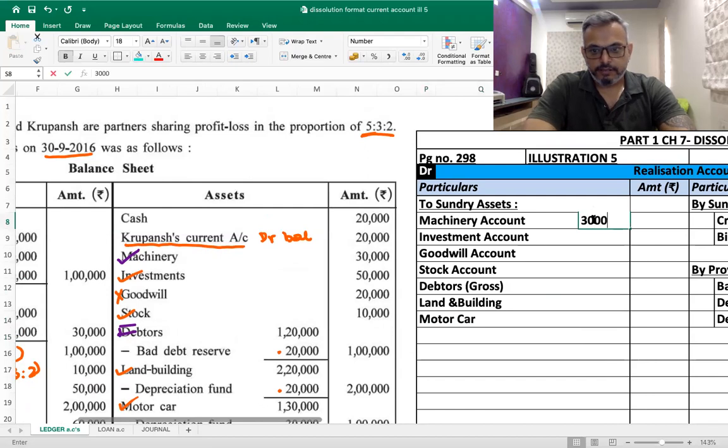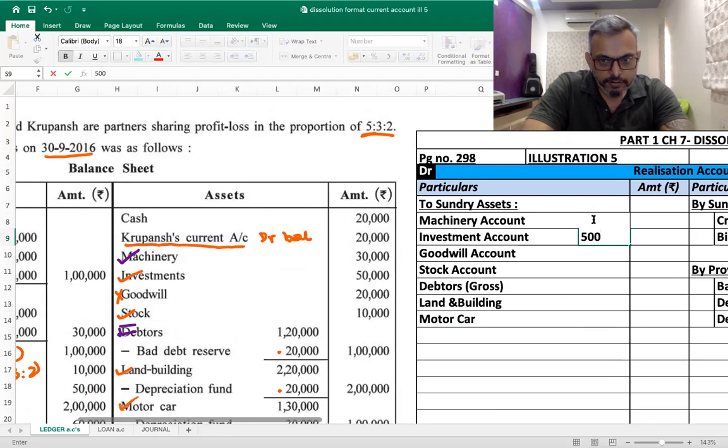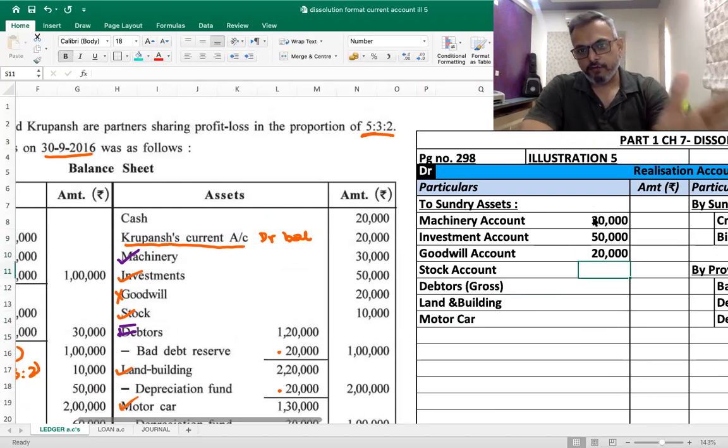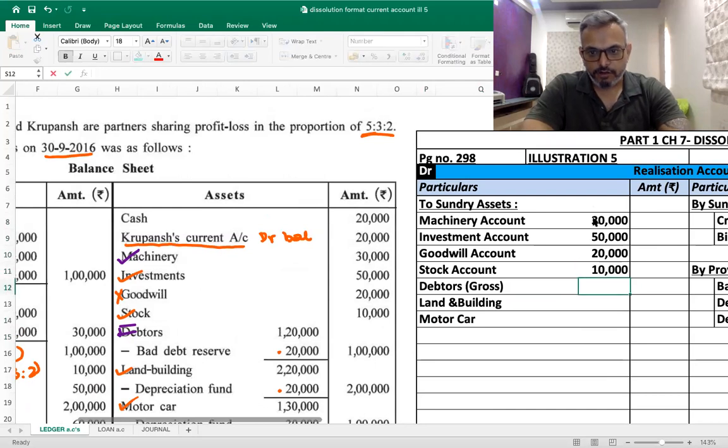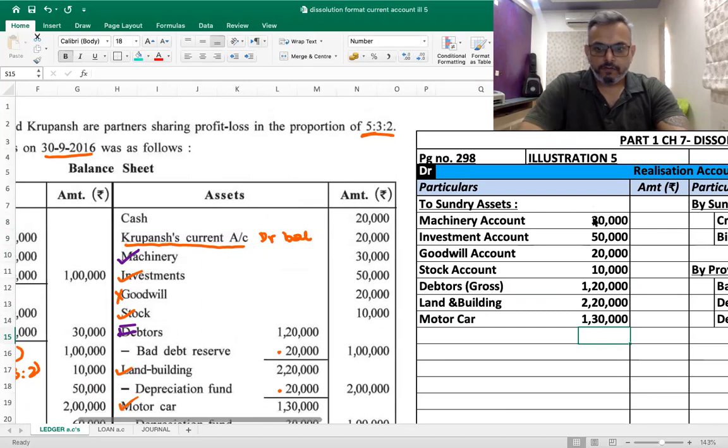Machinery 30,000, investment 50,000, गुडविल. नाउ ऐसा कहा है गुडविल कुछ रियलाइज नहीं हुआ, पर जो है उसको तो क्लोज करके ट्रांसफर करना ही पड़ेगा. 10,000 स्टॉक, डेटर्स ग्रॉस 1,20,000, देन लैंड एंड बिल्डिंग 2,20,000 and motor car 1,30,000. So over here do the total.